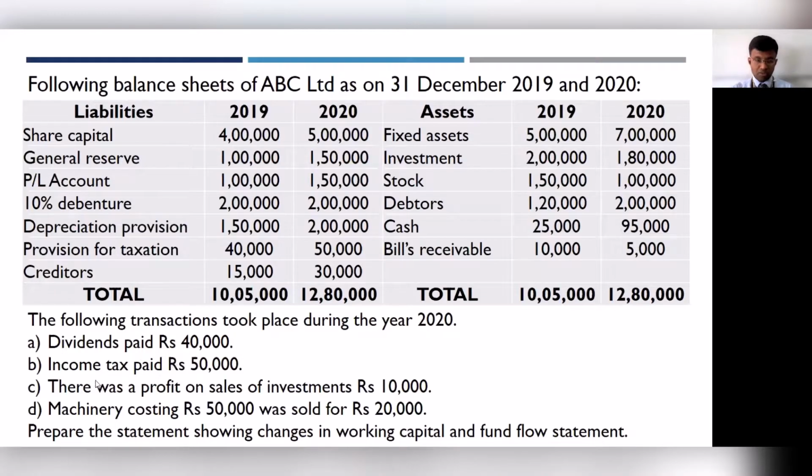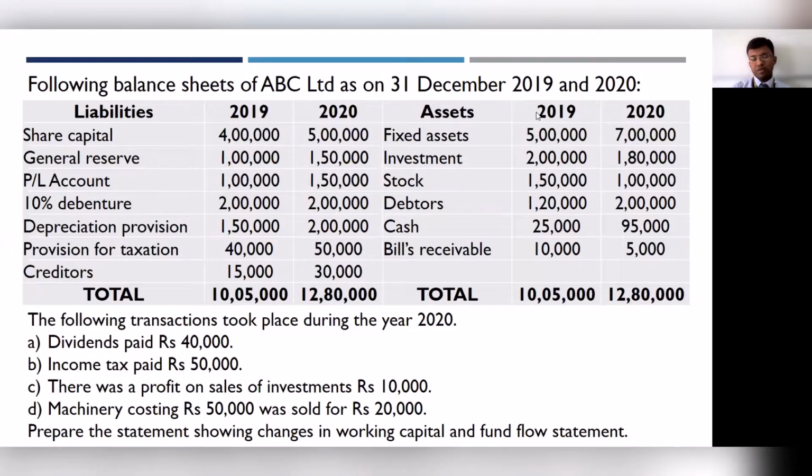Dividend paid 40,000. Income tax paid 50,000. There was a profit on sale of investment rupees 10,000. Machinery costing 50,000 was sold for 20,000. Prepare the statement showing changes in working capital and fund flow statement. Now, this is the question, and with this question, we have to go about with the preparation of the fund flow statement.